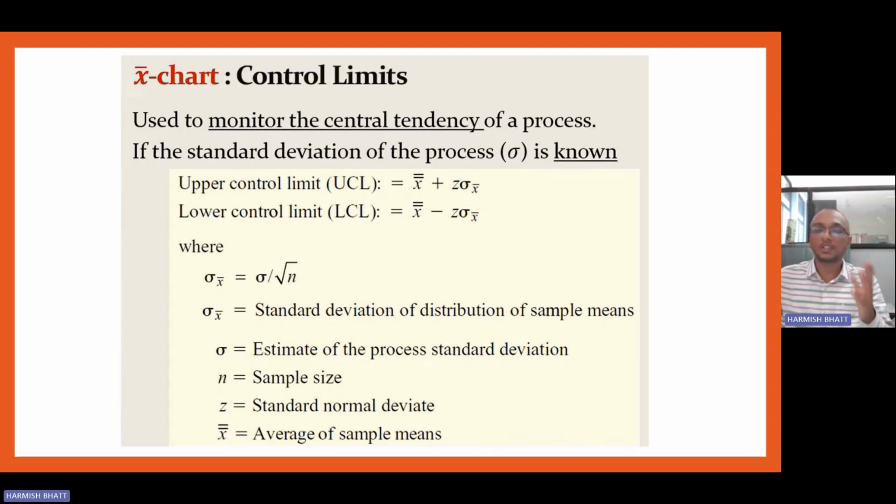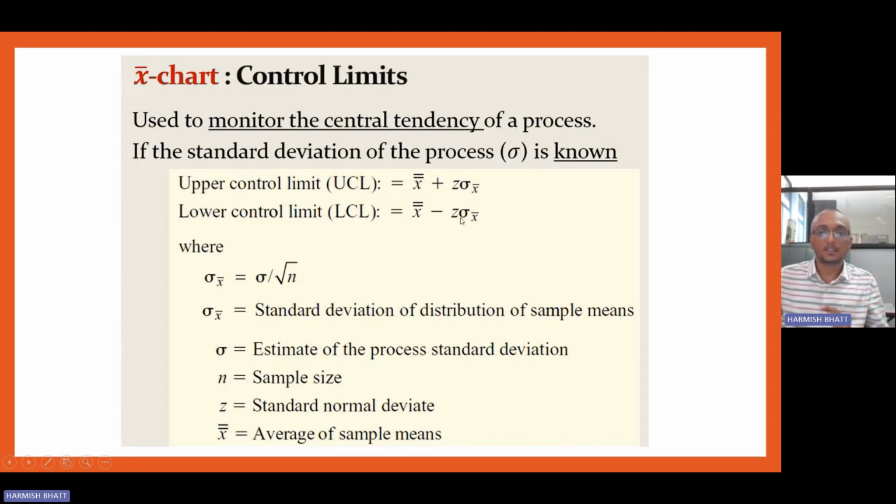If each sample carries 3 items, then n will be equal to 3. That is nothing but the small n, or the sample size. So by using this equation, sigma X bar is equal to sigma divided by under root n. Sigma is already given to you, and n will be available to you, so you will be able to find out the value of sigma X bar. And then we will put this value in both of the equations.